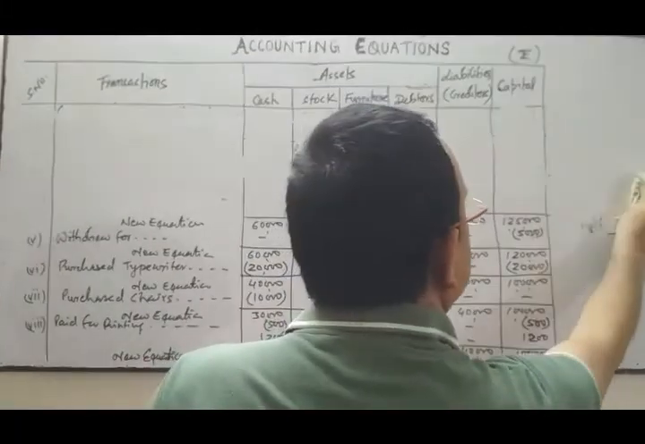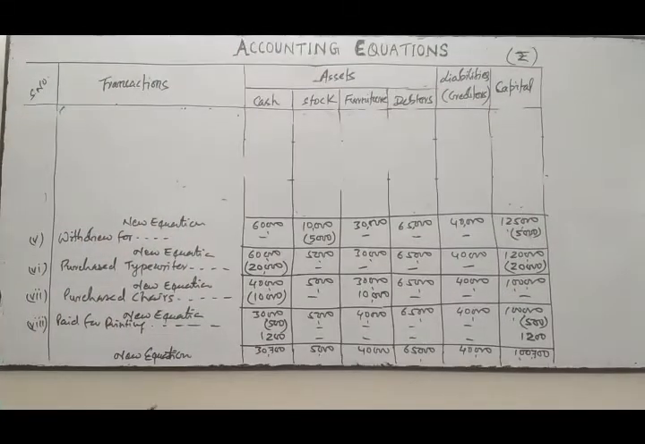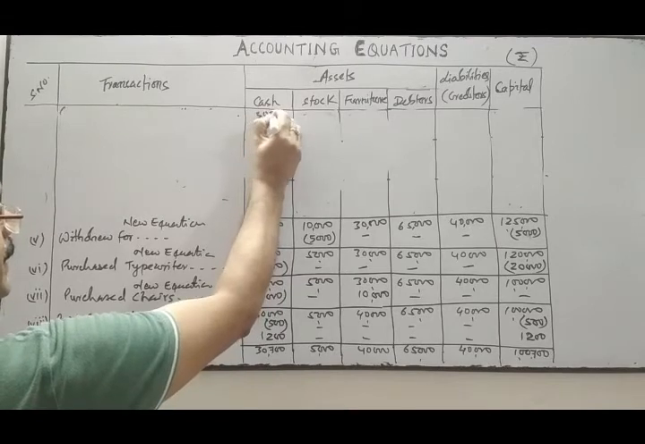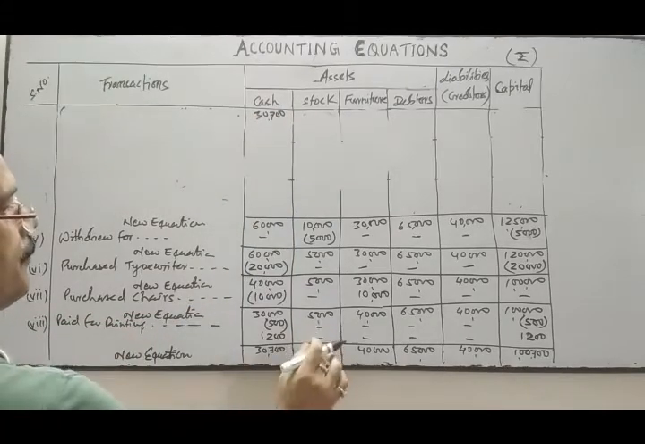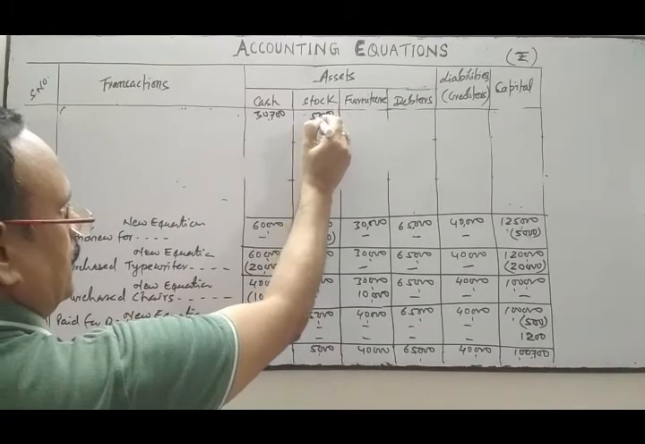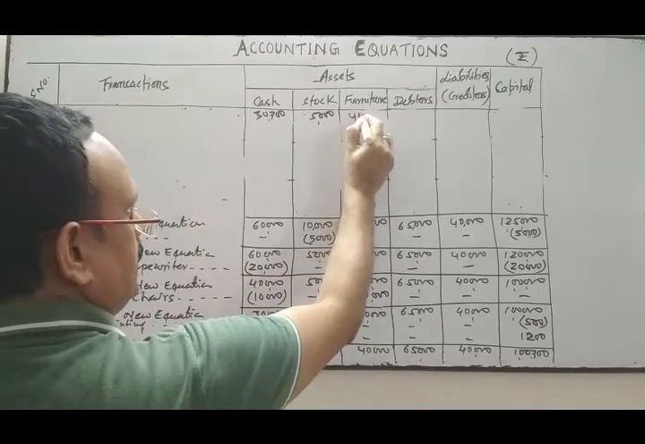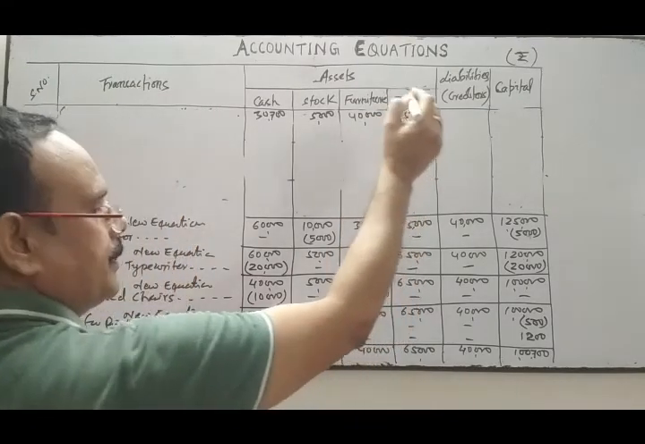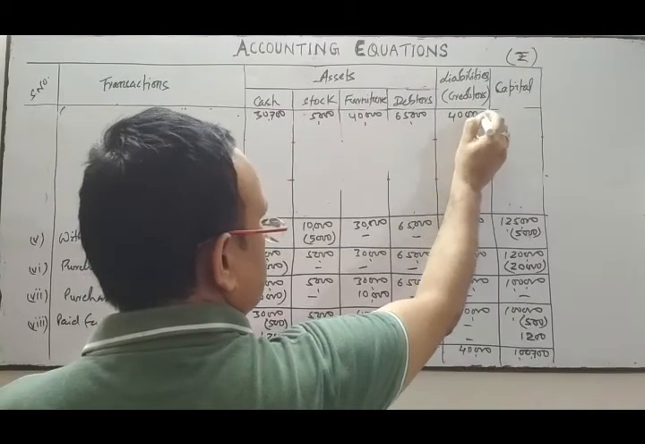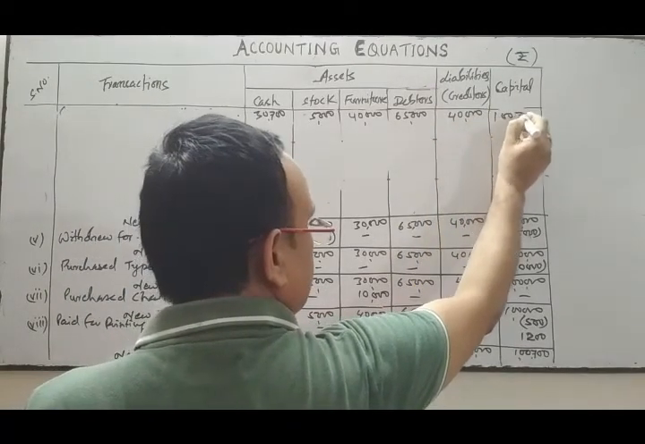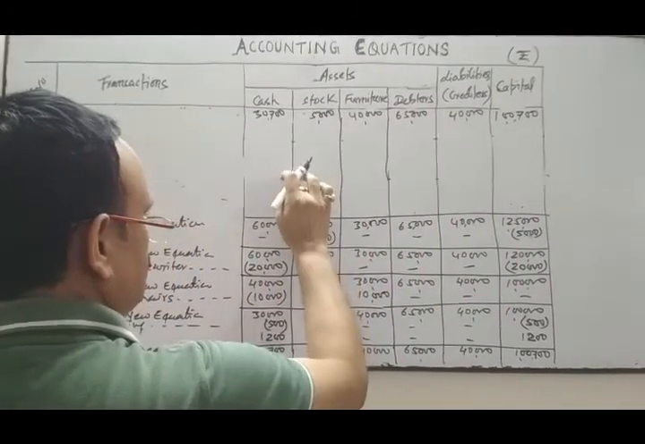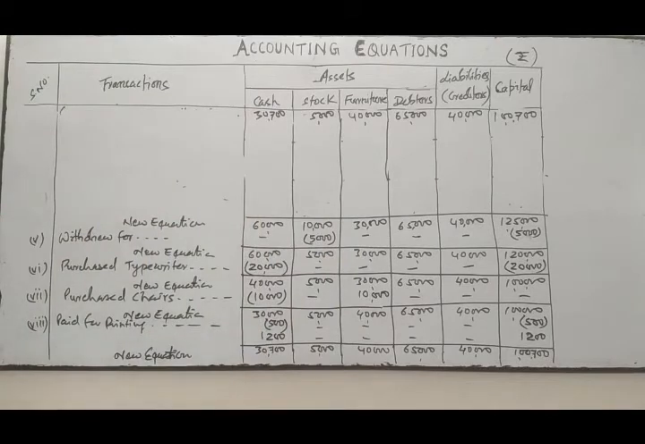So the new equation, I'm going to write it once again. The cash is 30,700 here. This balance 5,000 is your stock, 40,000 is your furniture, 65,000 is your debtors, 40,000 is your creditors, and 1,07,000 is your capital. Is it clear? I am using this space for the continuation.